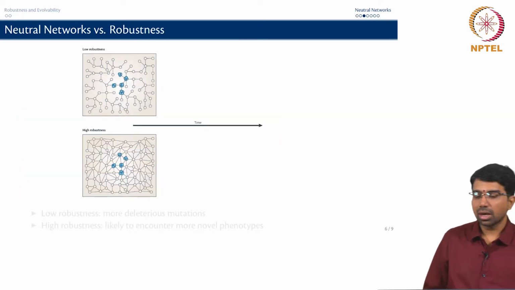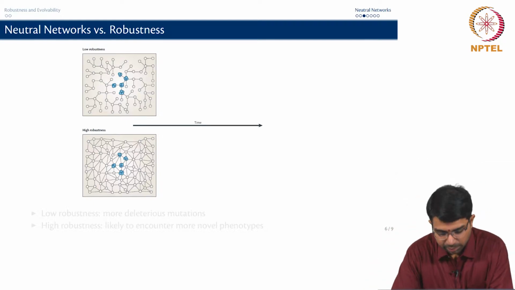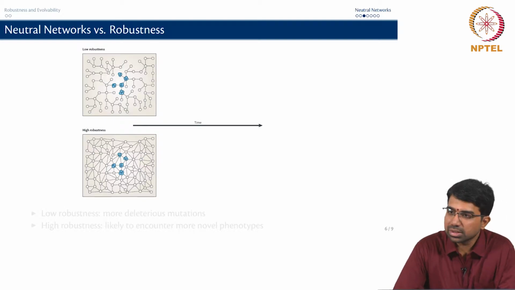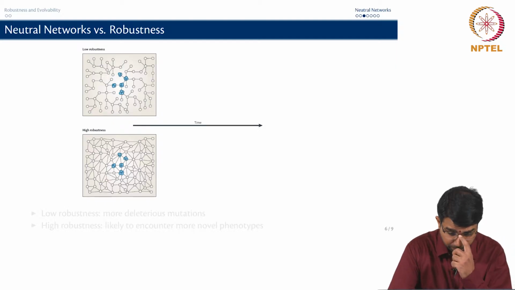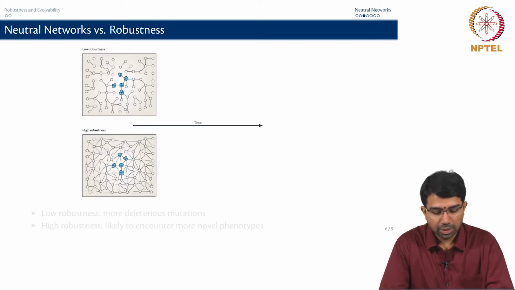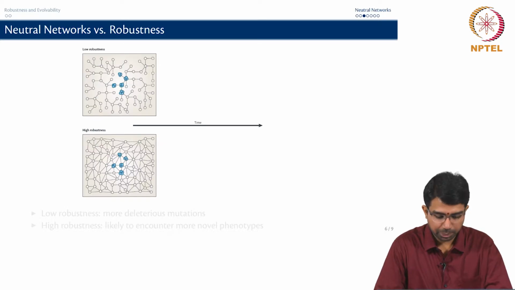So, let us look at how neutral networks play a role for robustness. Do you see any similarity between the two graphs? The nodes are actually the same, the number of nodes are the same, whereas the network on the top has far fewer edges than the network on the bottom. You can clearly see that the average degree of the network on top is much lower than the average degree of the network on the bottom.